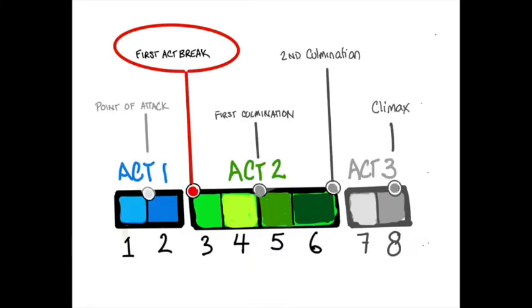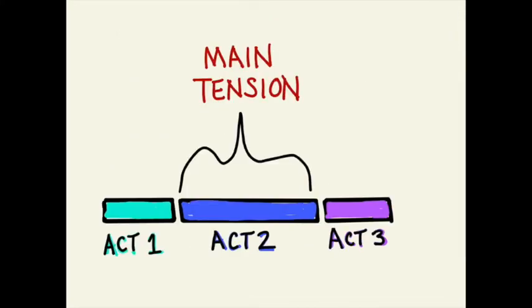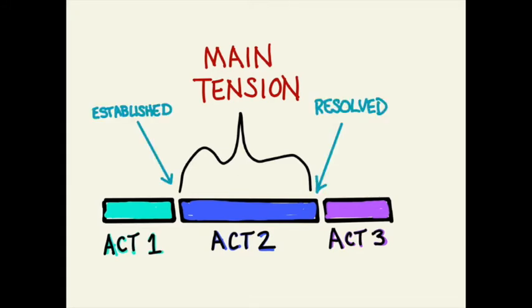The next major plot point is the first act break. The first act break usually has 4 elements. One, it's the moment where the protagonist is locked in and there is no going back to the status quo. Two, the protagonist has made a decision to pursue their want, and that want is clear. Three, the main tension has been clearly established, and this is really the most important part, because the second act in general is defined by main tension being established and then resolved.